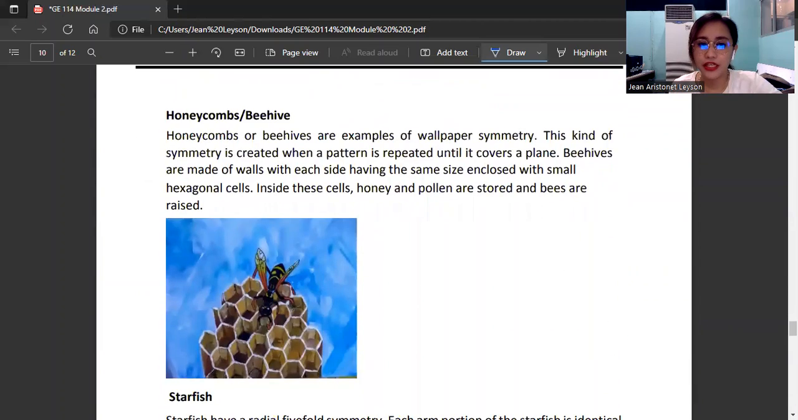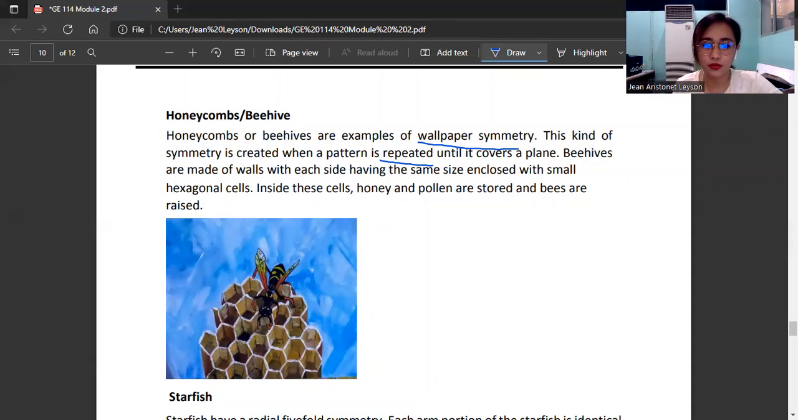Next, we have honeycombs or the beehive. Honeycombs or beehives are examples of wallpaper symmetry. This kind of symmetry is created when a pattern is repeated until it covers a plane. Beehives are made of walls with each side having the same size, enclosed with small hexagonal cells. Inside these cells, honey and pollen are stored and bees are raised. So it's a wallpaper symmetry because the pattern is repeating.